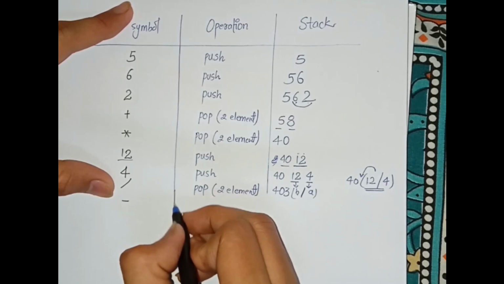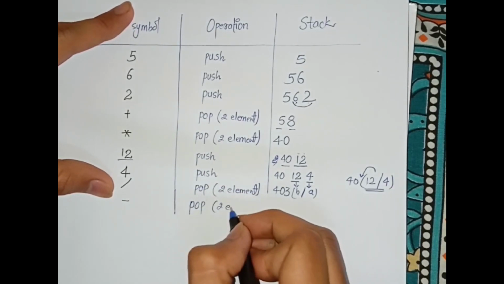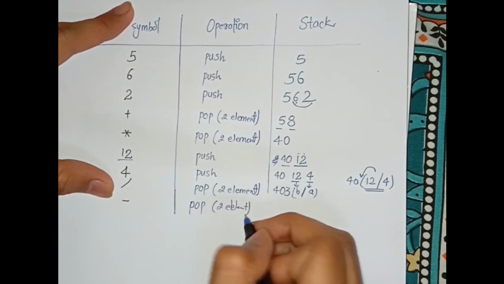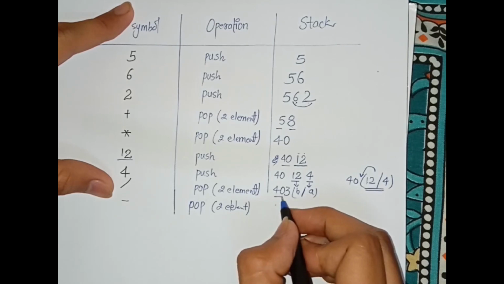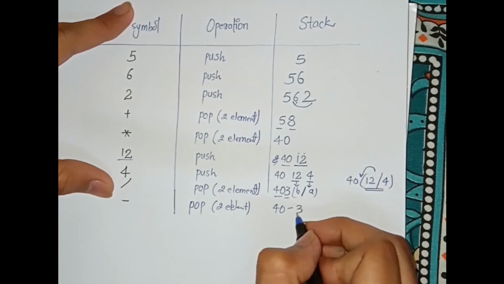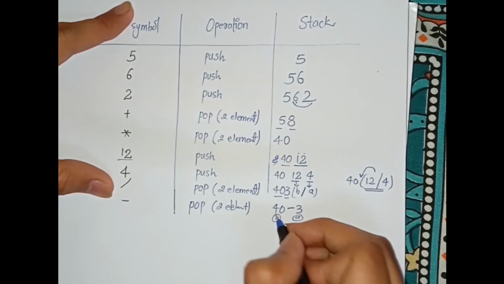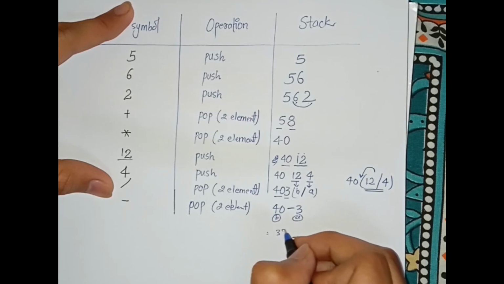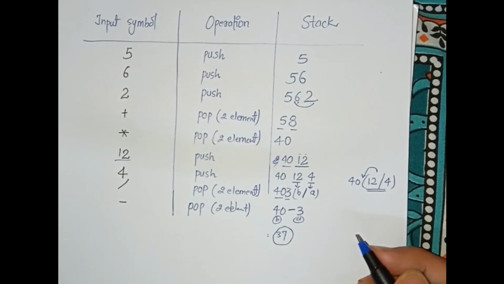Now again there is an operator, so we will pop 2 elements, and this will be taken as a whole number and this is a number, so 40 minus 3. Okay, operation here, this is A, this is B, and the result is 37. So this is how you are going to do this evaluation of the postfix expression.